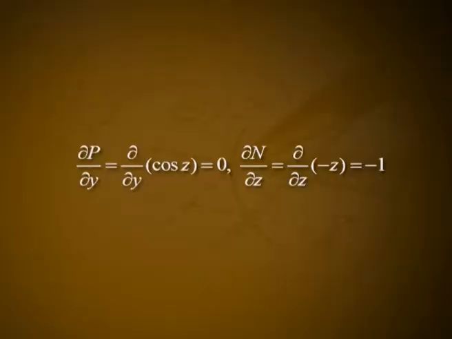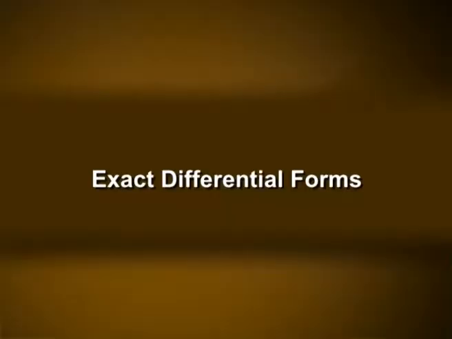Example 6. Show that F is equal to (2x - 3)i - zj + cos z k is not conservative. Solution. We apply the component test in equation 4 and obtain the following. ∂P/∂y is equal to ∂/∂y of cos z, which is equal to 0. ∂N/∂z is equal to ∂/∂z of -z, which is equal to -1. The two are unequal, so F is not conservative. No further testing is required.